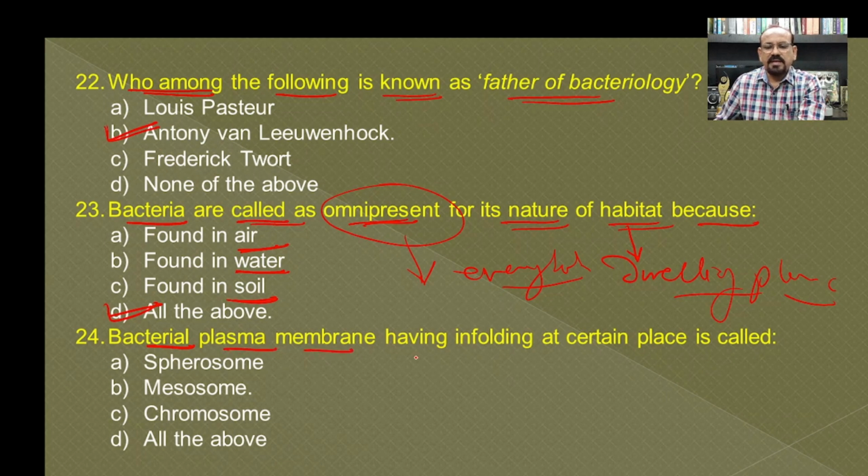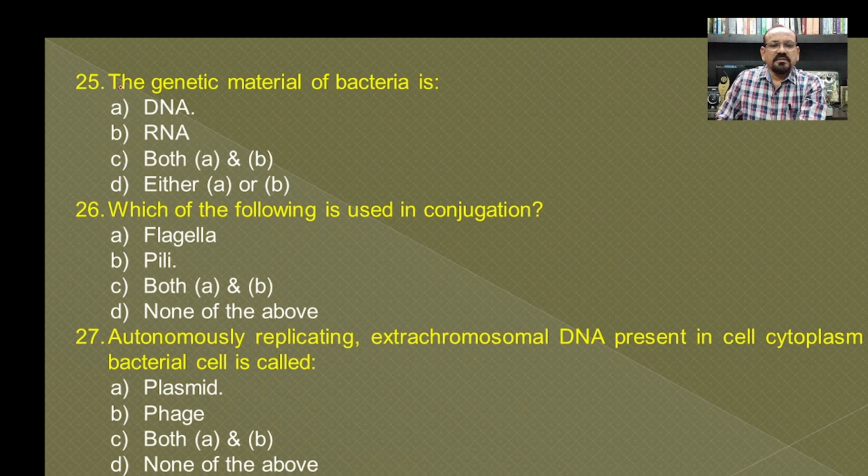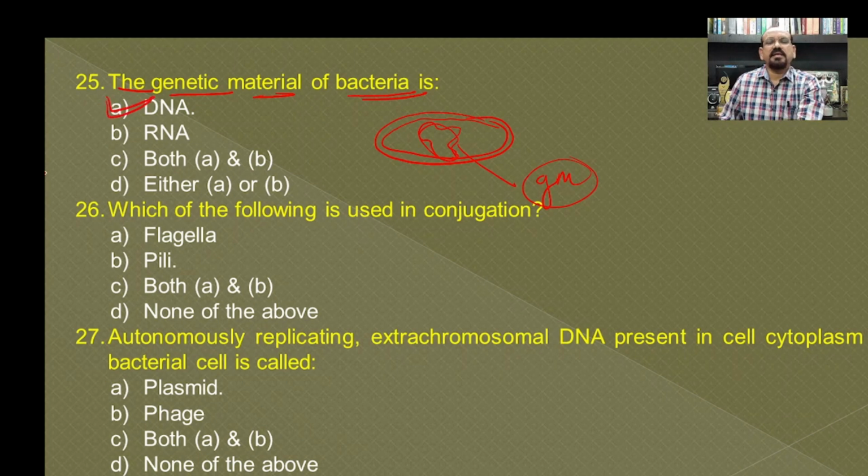Then the bacterial plasma membrane having infoldings at certain places is called as, you might have seen the structure of the bacterial cell. Outside is the cell wall and inside is the plasma membrane, while at certain places there are infoldings of the plasma membrane, and this infolding is known as the mesosome, and hence B will be the correct answer for this question. The genetic material of bacteria is, in the bacterial cell there is a single circular double-stranded DNA molecule, which is the genetic material of the bacteria, and hence DNA will be the answer for this question.